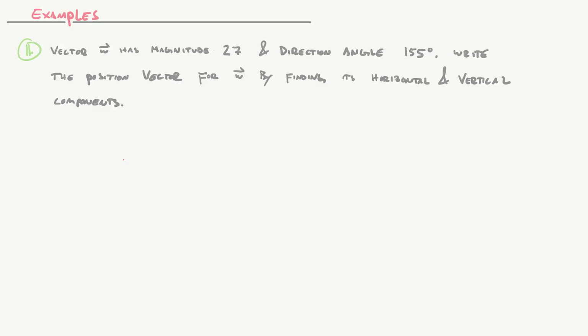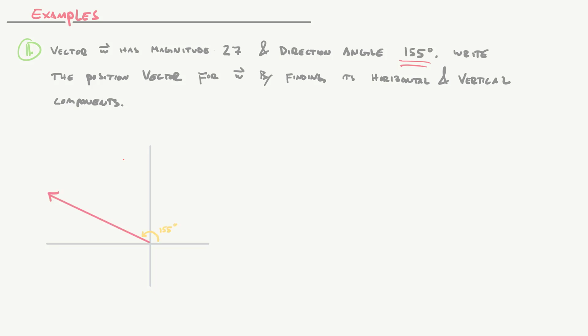Okay, example 2. Let's say vector W has a magnitude of 27. I didn't bother putting units on this. It's just 27. And a direction angle of 155 degrees. Write the position vector for W by finding its horizontal and vertical components. Okay, so at least we know its direction angle, right? 155 degrees, that's in quadrant 2 of the unit circle. So I just put it here.